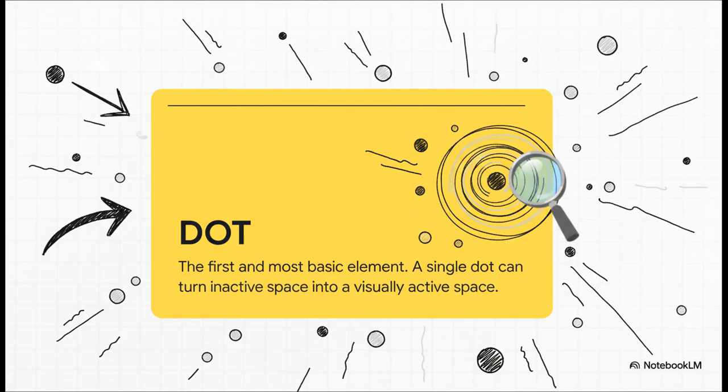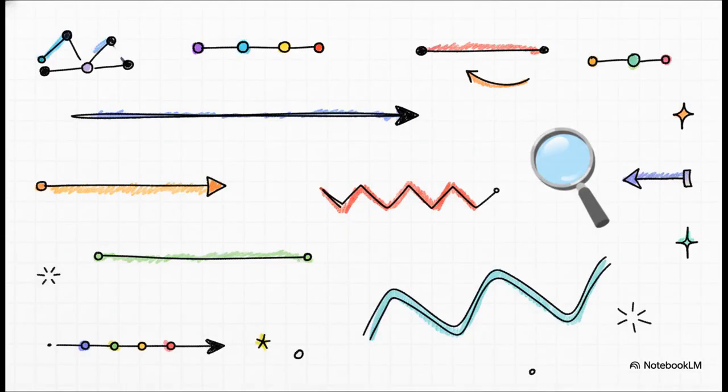A blank page is just empty space, but the moment you put a dot on it, boom, your eye goes right to it. Suddenly that empty space has a focal point. That's a core design principle called emphasis, and that one tiny dot gives all the surrounding white space a whole new meaning. Okay, now imagine connecting a whole bunch of those dots together.